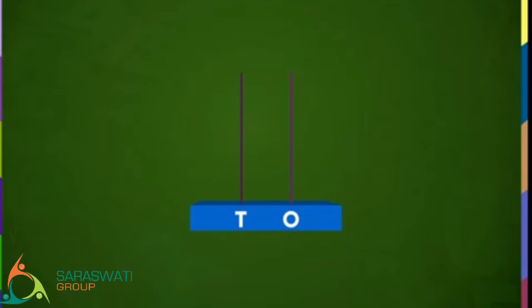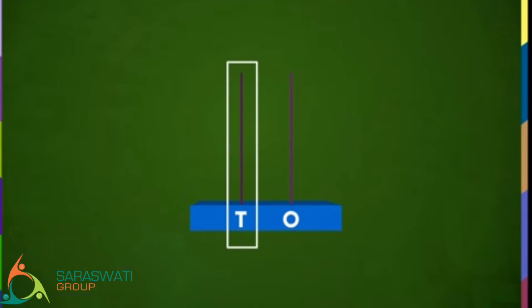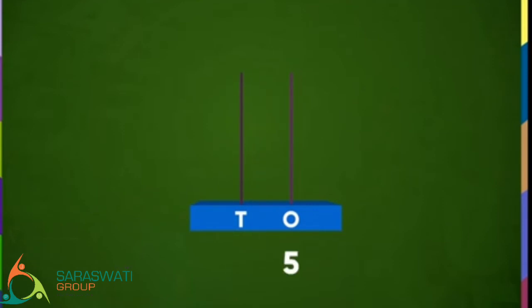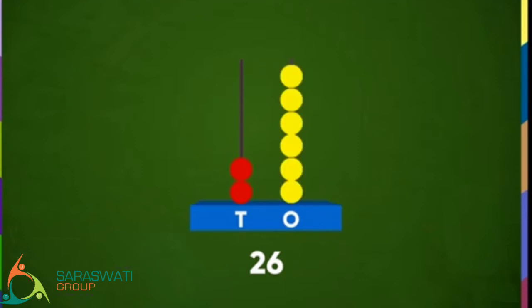In a two-spike abacus, the spike on the right side denotes digits at ones place, and the spike on the left side denotes digits at tens place. For example, the number 5 is represented with 5 beads at the ones place. The number 26 is represented using 2 beads at tens place and 6 beads at ones place.